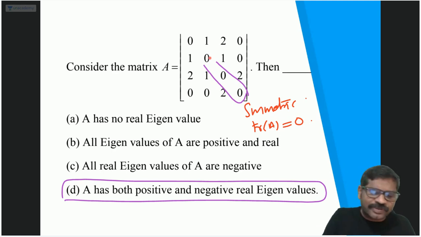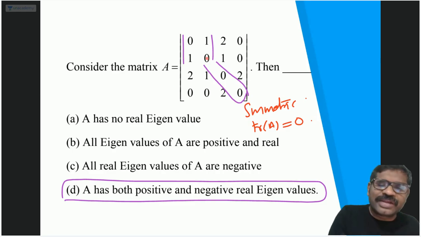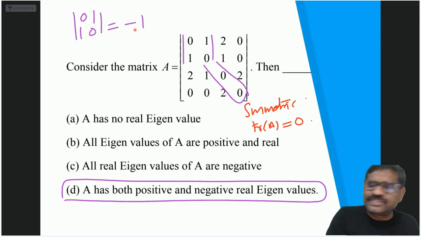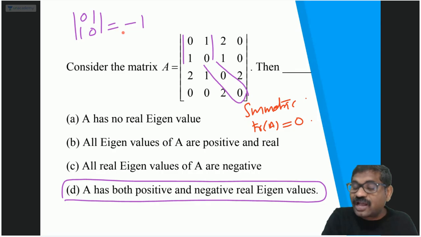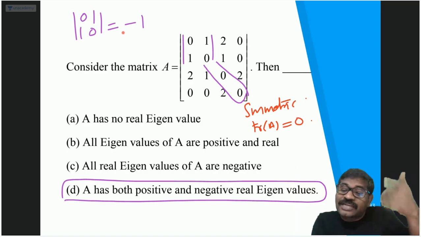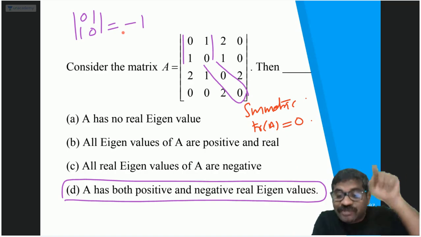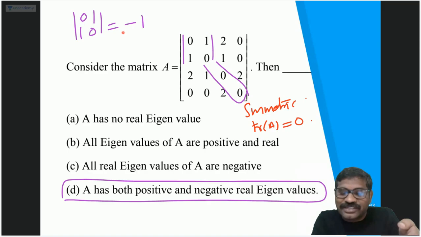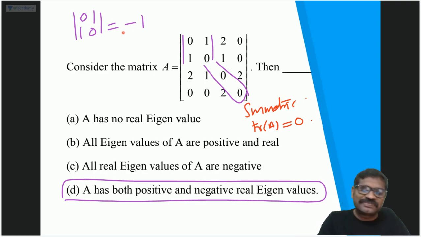One minute, observe. If you check the 2 cross 2 leading minor, what is it? 0, 1, 1, 0. 0 minus 1, negative, na? The 2 cross 2 leading minor is negative. If all leading minors are positive, then all the eigenvalues are positive. Here one leading minor is negative, so all eigenvalues are not positive. So some positive, some negative. Therefore, A has both positive and negative real eigenvalues. That is the correct option. Understood?